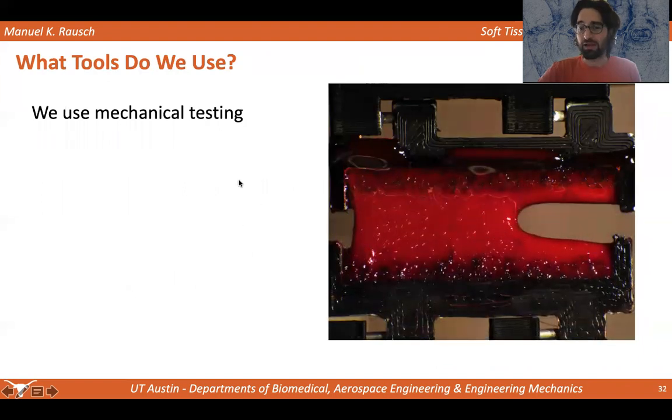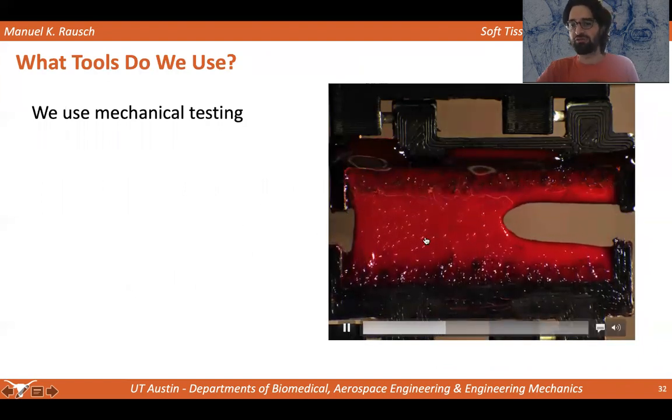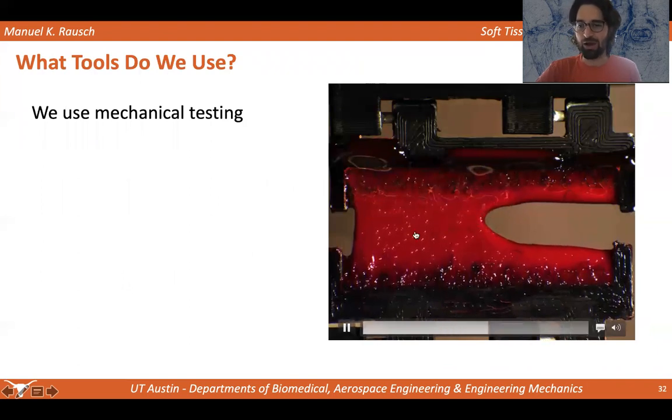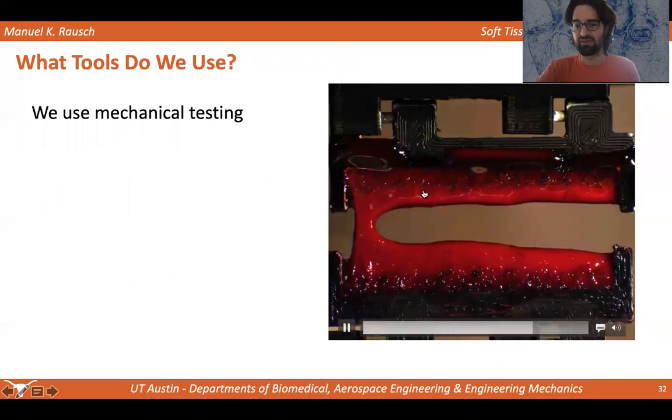What do we use? We use mechanical testing. Here you see what's called a mode 1 fracture experiment. So we took actually cow blood here and we coagulated it into this geometry.